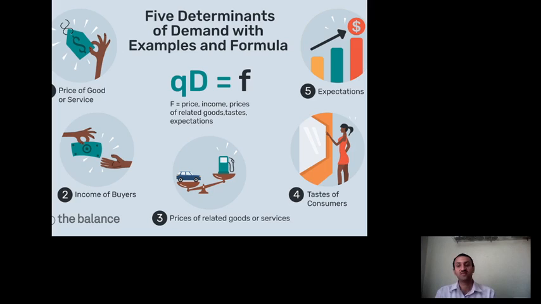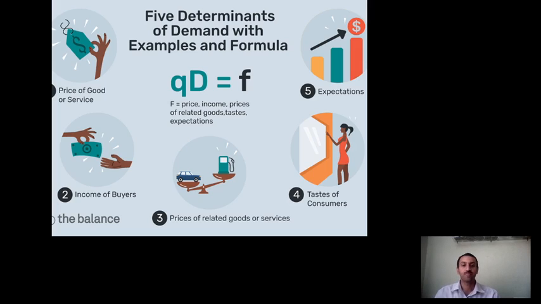The first thing is price of goods or services. Whatever the price level is, this price level will make an impact on the demand. If the prices are less, the product is demanded more. That is a natural tendency of a buyer, that if the prices are low, the person will be purchasing more and more units.